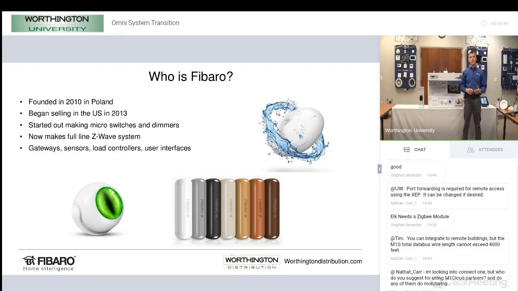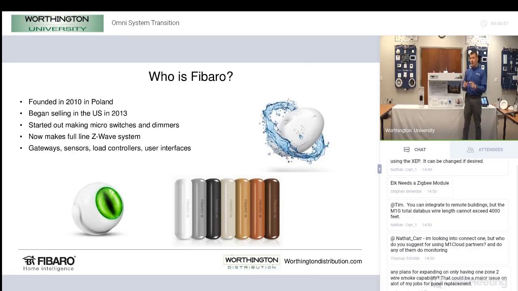They began selling in the US in 2013, and they started making the micro switches and dimmers. Really quick, for somebody that doesn't have experience with those: in Europe, it's very popular in the Z-Wave community to take the current non-automated switch out of the wall, put this little micro switch or micro dimmer behind it, and then put it back. It's not a really popular layout here in North America.